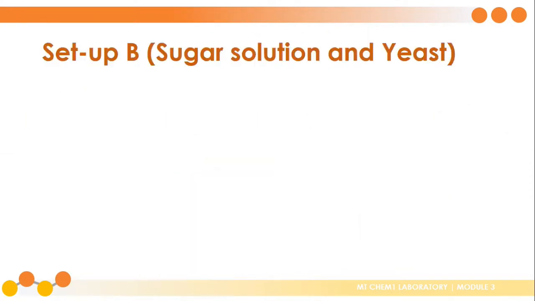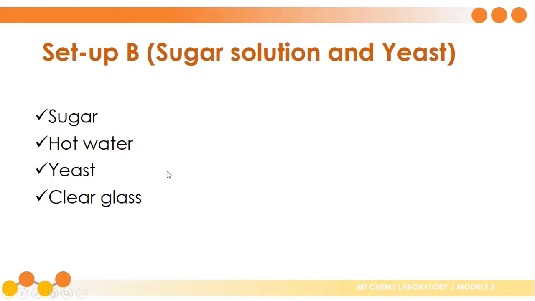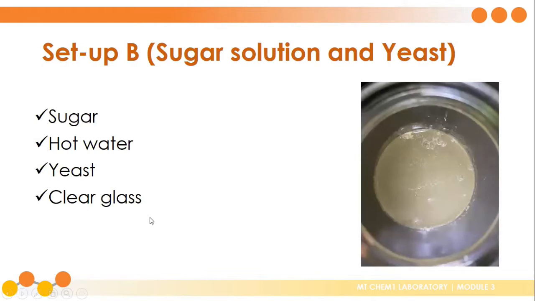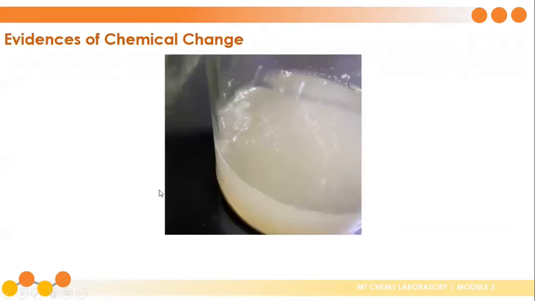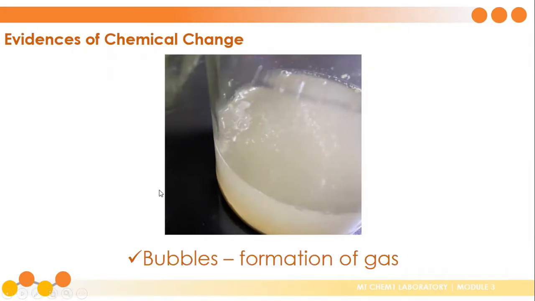Let's now proceed with the setup B, wherein you are expected to combine sugar solution and yeast together. For this experiment, your materials are sugar, hot water, yeast, and a clear glass for you to be able to easily observe the chemical reaction. So for this setup, what are the evidences of chemical change that you need to look out for? You need to look out for bubbles, which indicates the formation of gas. For this picture that is shown, you cannot clearly see the bubbles that are forming because this is in the early stages of the experiment.